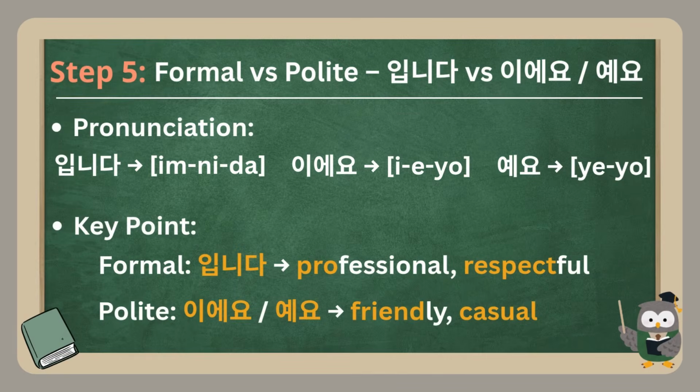Let's compare two styles, 입니다 and 예요. They mean the same thing but sound different depending on the situation. 입니다 is formal and respectful, while 이에요 and 예요 are polite and casual.